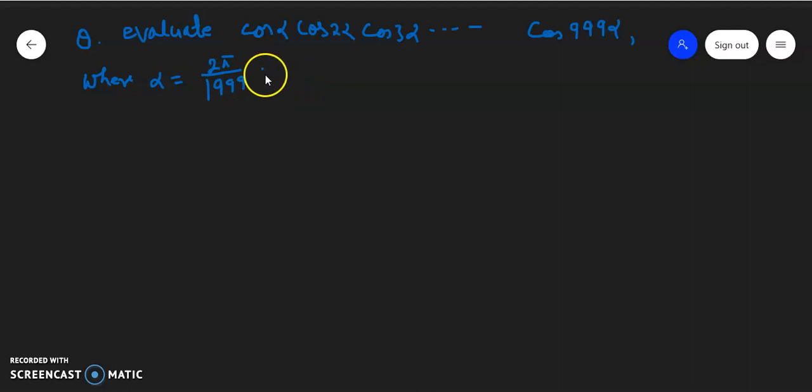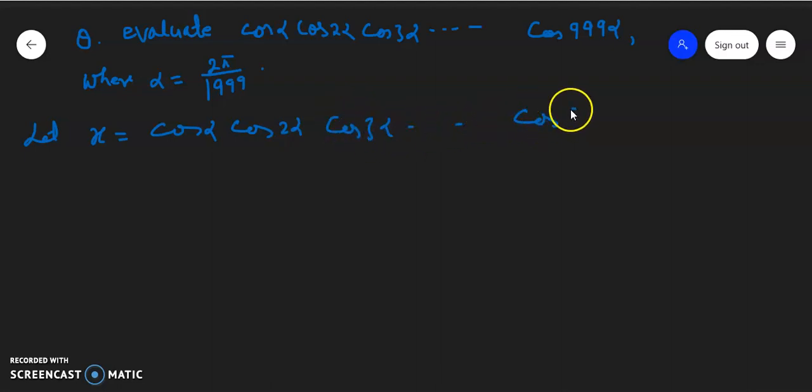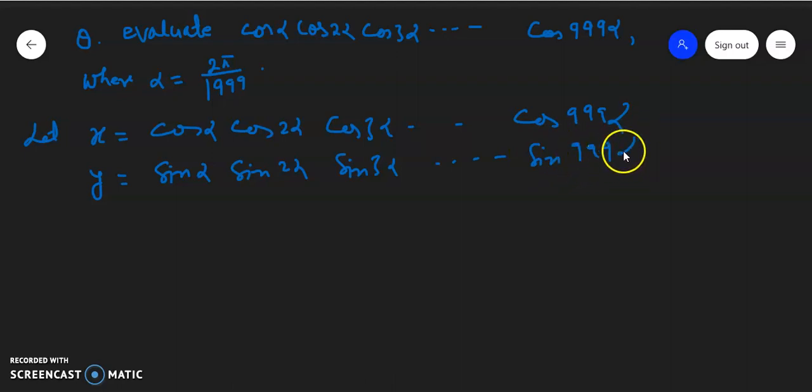So let's see. If I have to evaluate this product of this series, let x be equal to cos alpha, cos 2 alpha, cos 3 alpha, and up to cos 999 alpha. I take another product y. Y is equal to the similar series sin alpha, sin 2 alpha, sin 3 alpha, and up to sin 999 alpha.